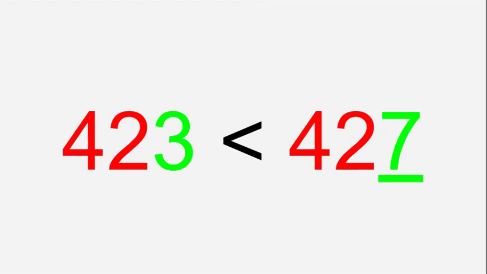Next, we are comparing 423 with 427. Which number is bigger? Both numbers have 3 digits, and they both have 4s in the hundreds place value and 2 in the tens place value. So we will look at the 3 and the 7 in the ones place value. 3 is less than 7, so 423 is less than 427.